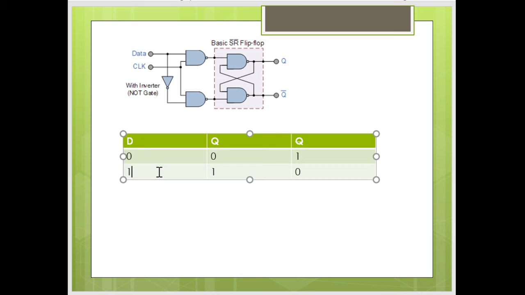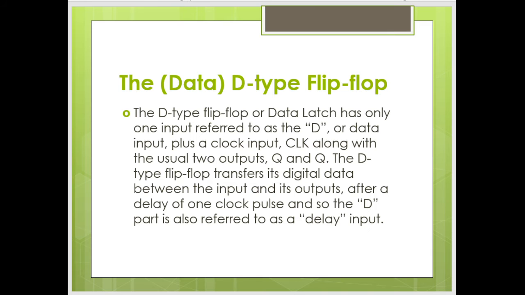When D equals 1, that results in Q equal to 1. As D equals 1, that means S equals 1, and its complement, R, equals 0. Therefore the flip-flop will set, and this is what we call a set flip-flop. That means whatever input we provide will appear at the output, depending upon the clock input. The D-type flip-flop transfers its digital data between input and output after a delay of one clock pulse. So the D flip-flop is also referred to as a delay input flip-flop.